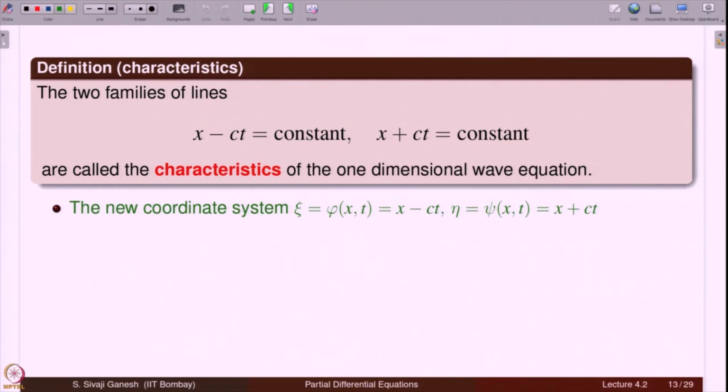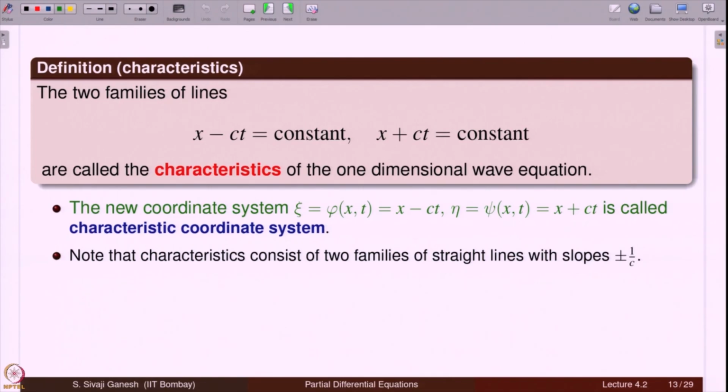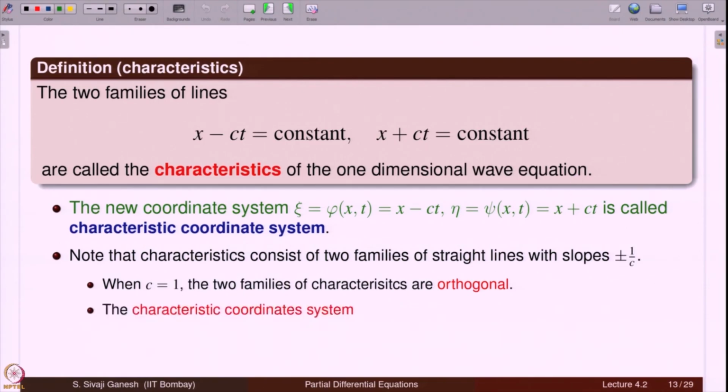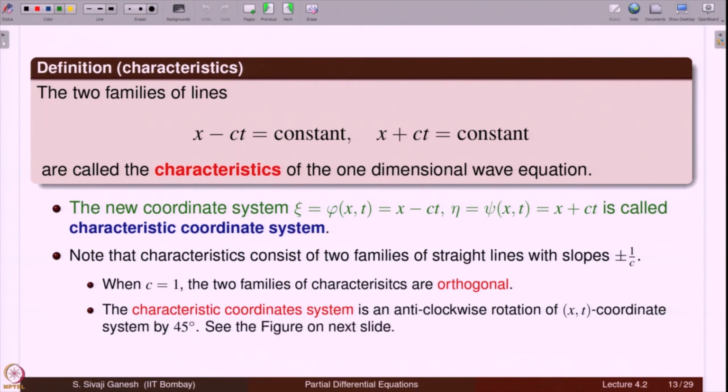The new coordinate system xi equal to x minus Ct, eta equal to x plus Ct is called the characteristic coordinate system. Note that characteristics consist of two families of straight lines having slopes plus or minus 1 by c. One has 1 by c, the other family has minus 1 by c. Each family consists of parallel lines. So, when c equal to 1, the families are actually orthogonal families. The characteristic coordinate system is an anti-clockwise rotation of the xt coordinate system. We will see in the next slide we have a picture.